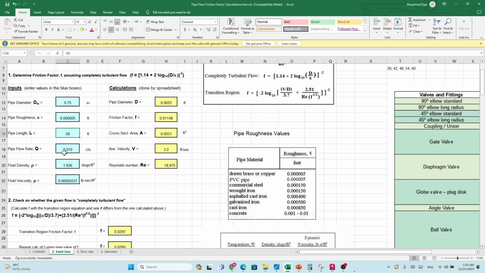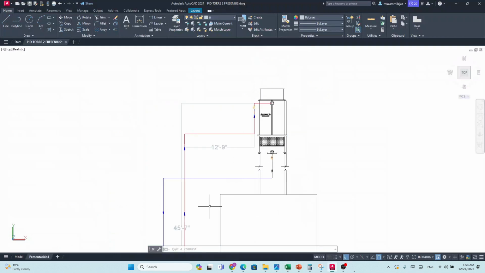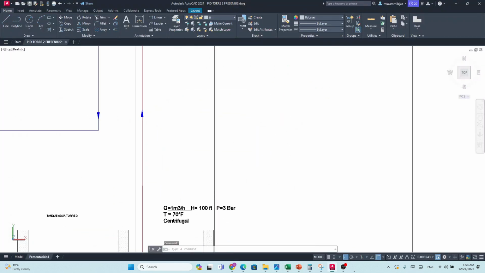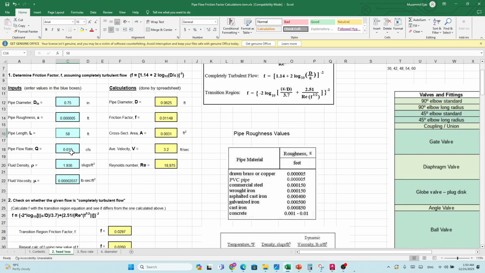I put this. The pipe flow rate, we have in terms of meter cube per hour, so I convert it into CFS, cubic feet per second. For example, in 1 second 0.01 cubic feet of water is transferring. Okay, this is for a volume flow rate.